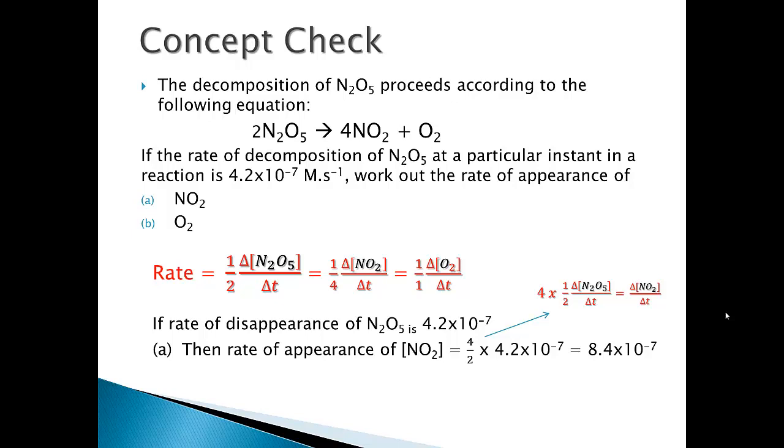of appearance of NO2. For O2, it's just half the original amount. So we probably could have worked out O2 first. It would have been a bit easier. So we know it's going to be half the original amount because that original amount, that 4.2 by 10 to the minus 7, is referring to the N2O5, and the N2O5 has a coefficient of 2 in the front, which means that it's going to be double the amount of the rate of disappearance if the coefficient wasn't there.